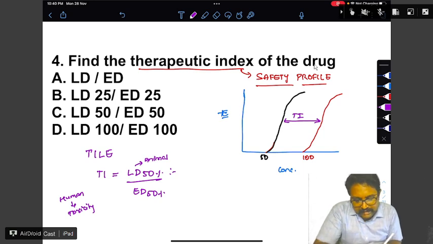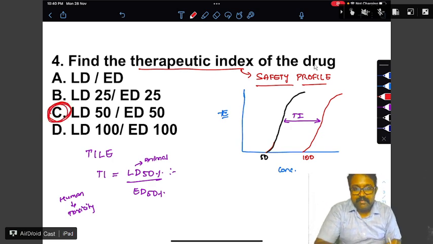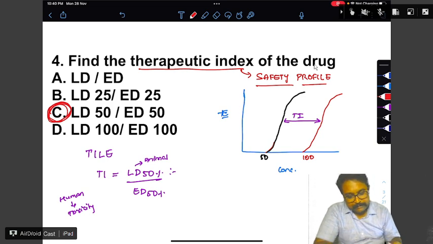So here the correct answer will be the third option, LD50 by ED50. It is 50%, not just the number 50. It is 50%.